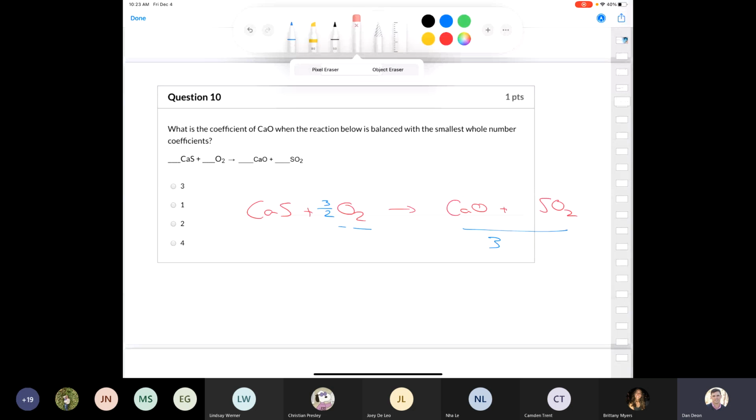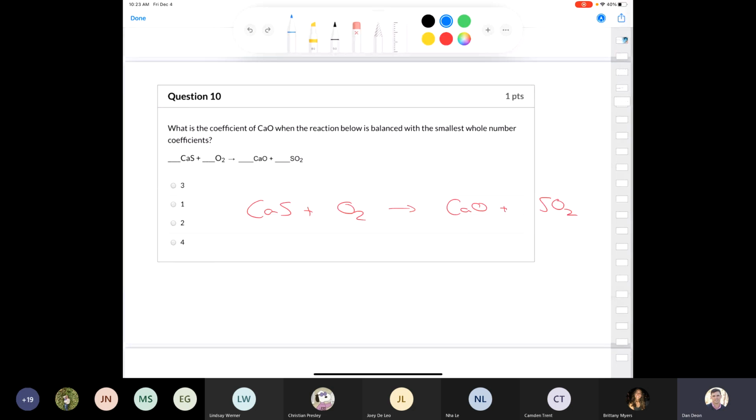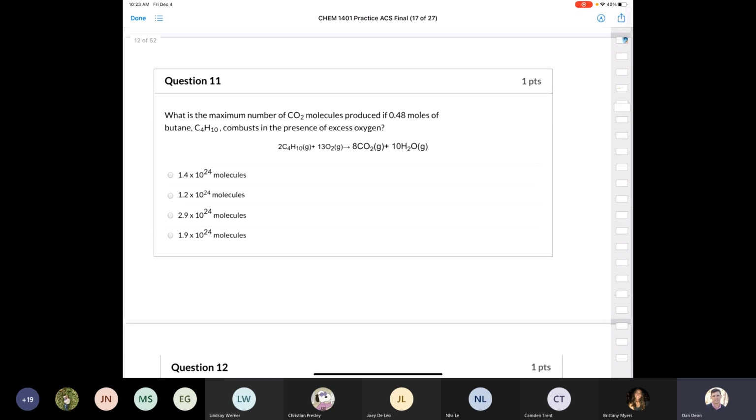So that means I would want to multiply this whole thing by 2. So times 2, which would give me, let me just delete all that. That would give me 2, 3, 2, and 2, like that. And so the coefficient in front of my calcium oxide is 2. Thanks. Great. Awesome. Let's try the next equation.